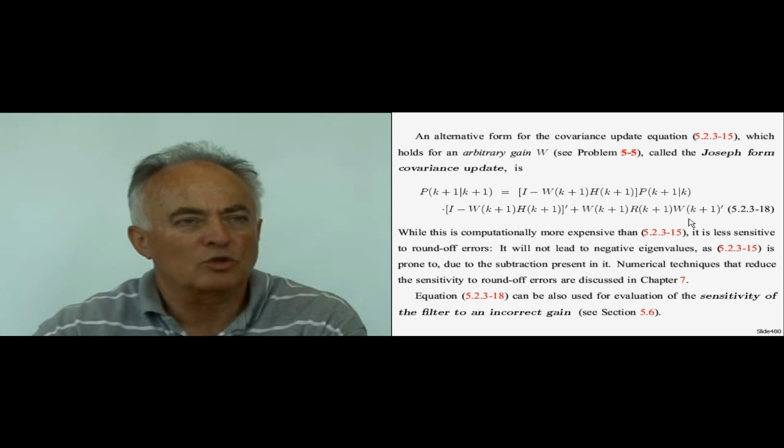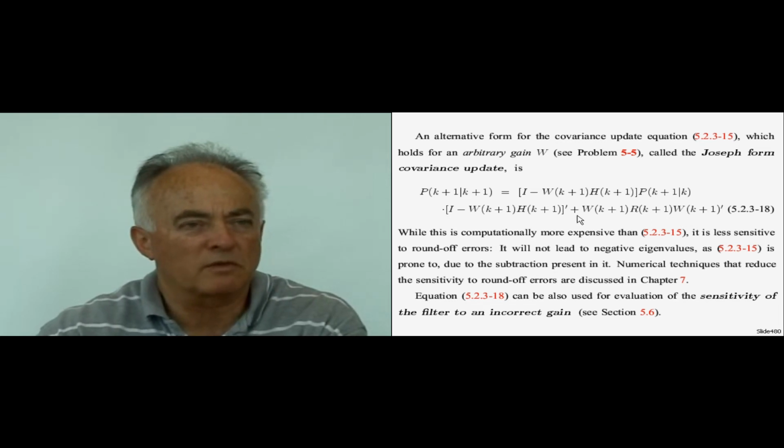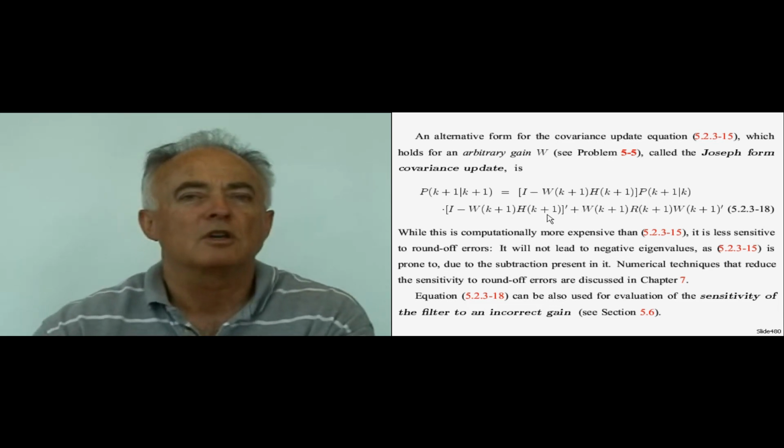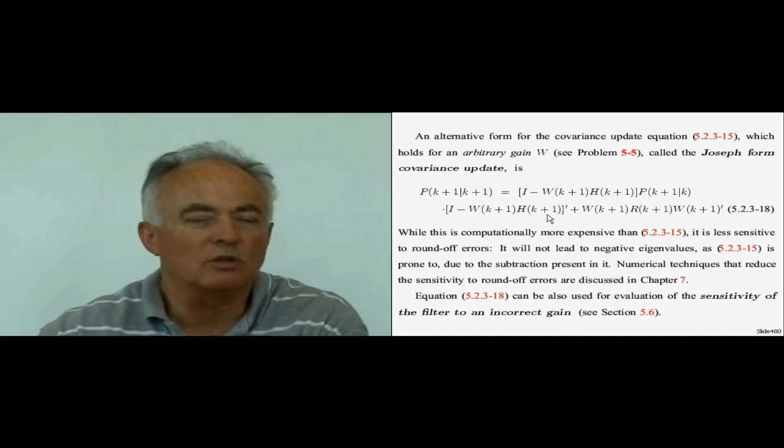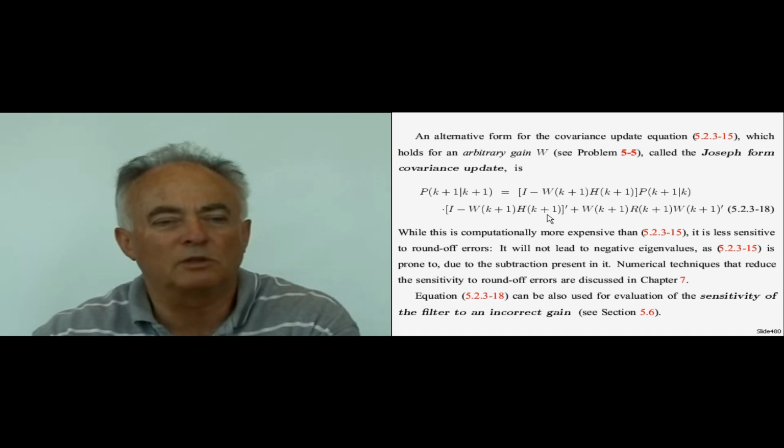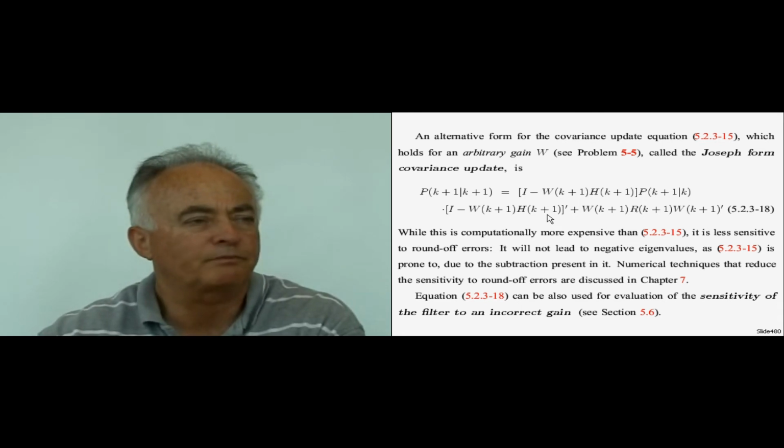What's not so good about this equation is that it is more expensive, quite a bit more multiplications, but it is less sensitive to round-off errors. It will never lead to negative eigenvalues because what you have is I minus WH again multiplied with its transpose here. You will never get a negative number on the diagonal, which unfortunately can happen due to round-off errors if you use one of the previous forms of the covariance update. There are more sophisticated techniques that reduce the sensitivity to round-off errors that are discussed in Chapter 7.